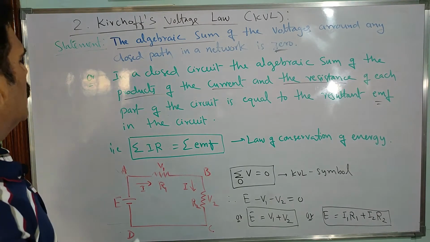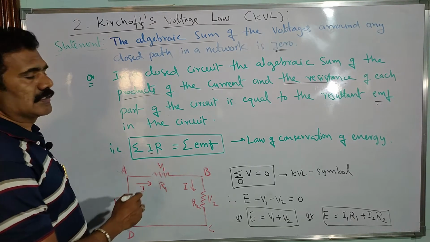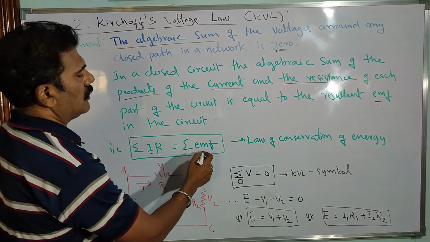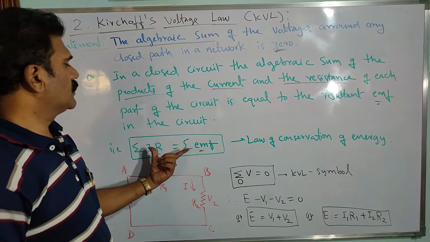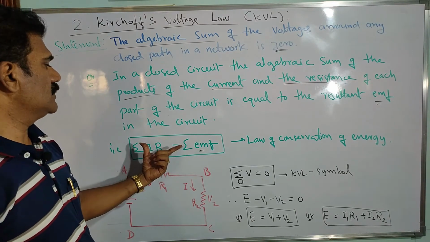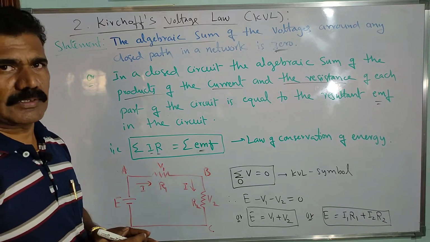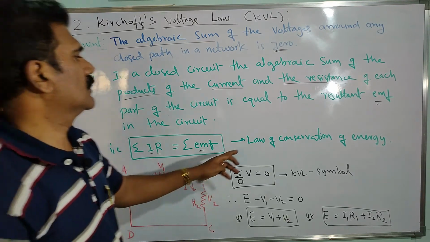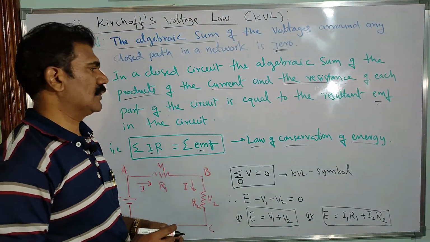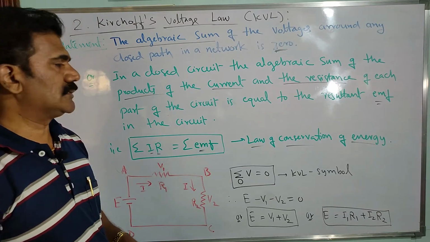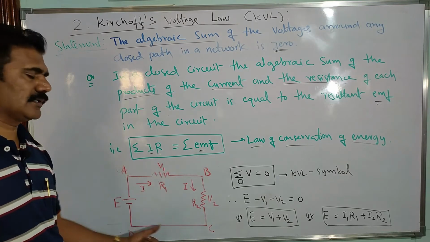Clear? So we can write it in this form, applying the summation symbol: the sum of products of current and resistance is equal to the sum of total EMF in the loop. By observing this statement, what we can understand is that there is no loss of energy. The conservation of energy takes place in the loop. That is why Kirchhoff's voltage law is also called the law of conservation of energy. Clear?